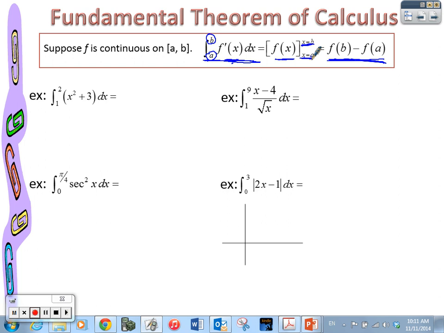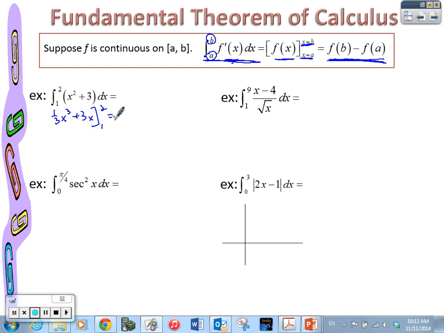Let's take a look at the first one. We have the integral from 1 to 2 of x squared plus 3. We do our antiderivative, so we get 1/3 x cubed plus 3x. We evaluate it from 1 to 2. You can do a bracket like I am. Some textbooks use just a straight line. You can do a straight line, however you want to notate it.